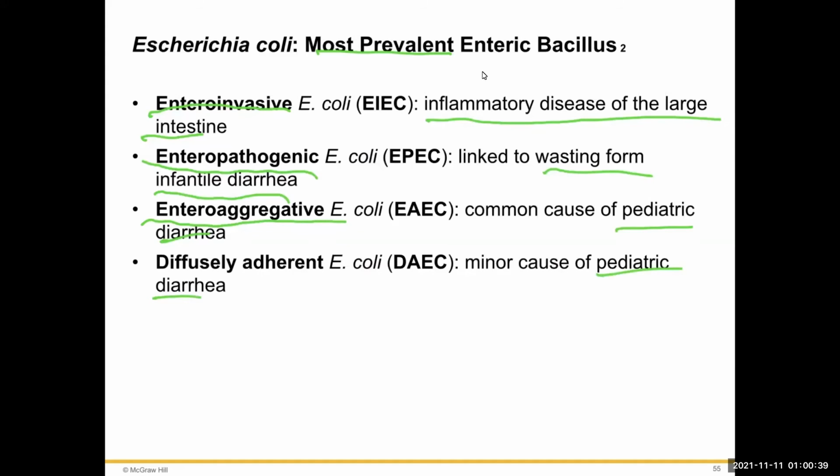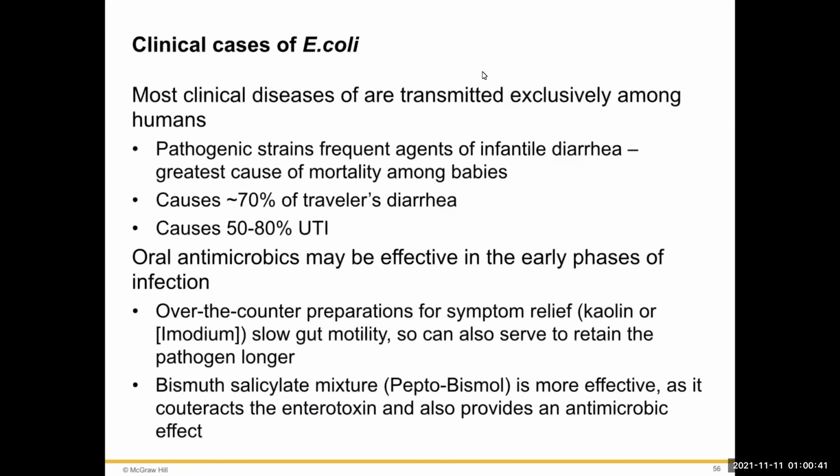All of them affect the intestine. Most clinical cases are transmitted exclusively among humans. Pathogenic strains are frequent agents of infantile diarrhea. The greatest cause of mortality among babies is E. coli. It causes about 70% of travelers' diarrhea. When you go to different countries, you get the water, with different bacteria in it. They attack your gut, and that's traveler's diarrhea. E. coli causes 50 to 80% of UTIs.